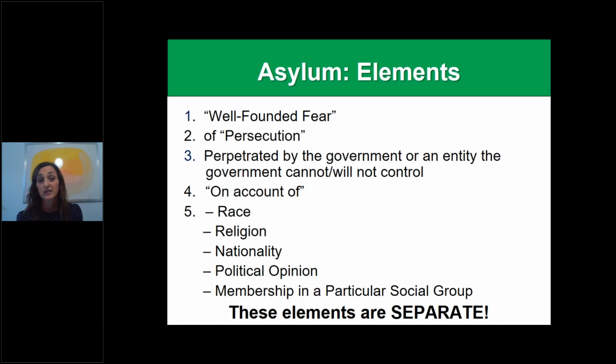government cannot or will not control, and that your client was persecuted on account of one of these 5 protected grounds. And we really like to separate them out and parse them out like that, because that's the way we like you to think about presenting these cases, is that I need to prove each and every one of these elements in order to ensure that my client is eligible for asylum.